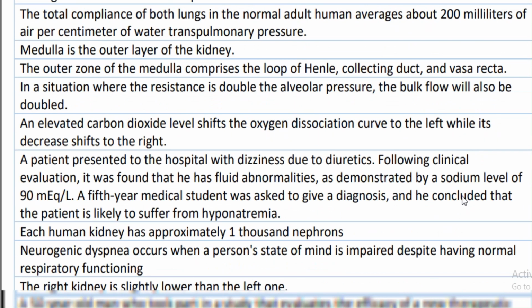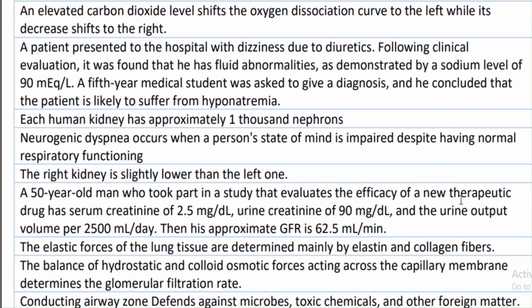Each human kidney has approximately 1,000 nephrons. This is false. Neurogenic dyspnea occurs when a person's state of mind is impaired despite having a normal respiratory functioning. True. The right kidney is slightly lower than the left one.